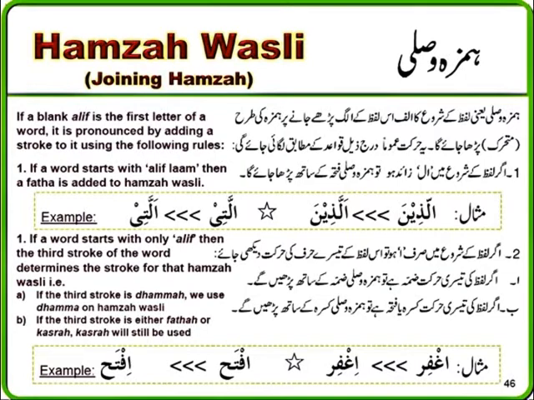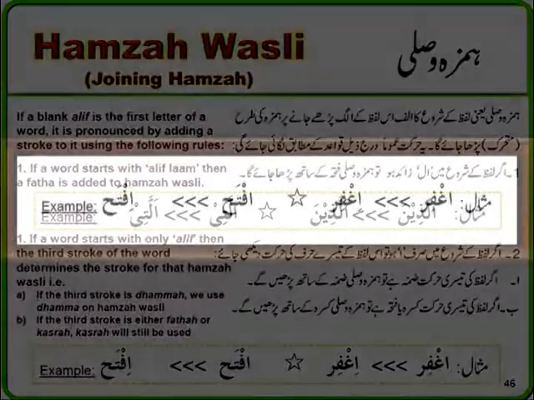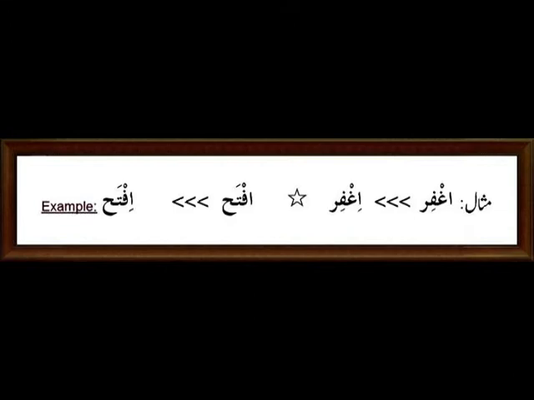If the third stroke is either a fatha or a kasra, then a kasra will be placed on that alif. Now, we give two examples of this. The first one is the word iftah. Now, the first letter, which is the alif, that is blank. Now we have to determine which stroke we have to place on this Hamza. The second letter is a fa, and the third letter is a ta, that has a fatha on it.